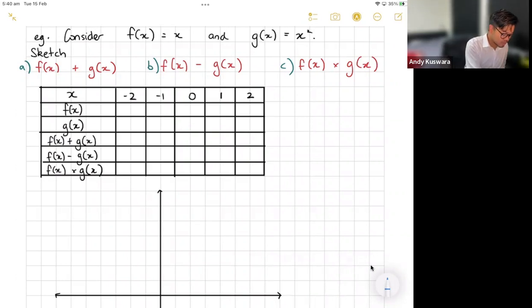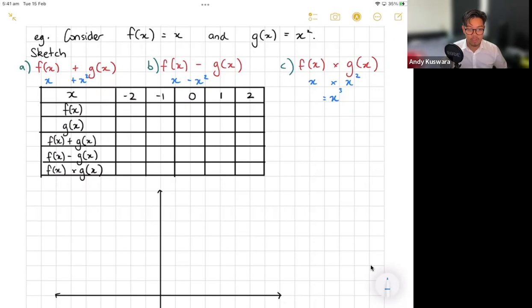If I was to add these two functions together, it'll be x plus x squared, or x minus x squared, or it's going to become x times x squared. Okay. Now we know what all of these graphs kind of look like. A, x plus x squared, being some sort of parabola that's shifted a little bit. Similar thing with B, we're going to get a negative parabola. And for C, we're going to get a cubic.